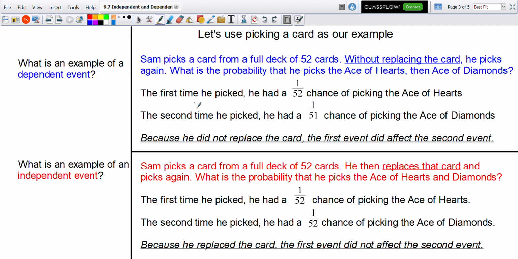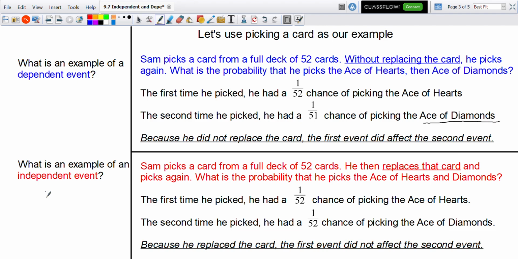These are going to be considered dependent events, because the first time he picked, he had a 1 out of 52 chance of picking the ace of hearts, right? There are 52 cards in there. And then the second time he picks, the deck is not quite the same. There's one fewer card in there. So now to pick the ace of diamonds, there's a 1 out of 51 chance of picking the ace of diamonds because there's one fewer card. We never put that first card back in. So these, because he did not replace the card, are dependent events, right? The first event of picking that first card did affect the second event.